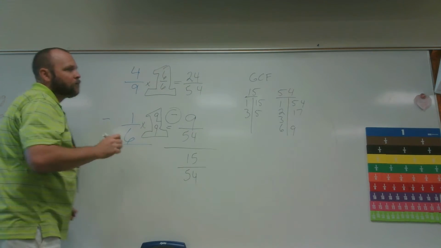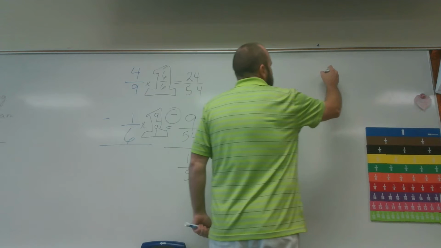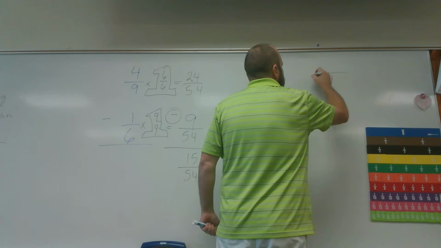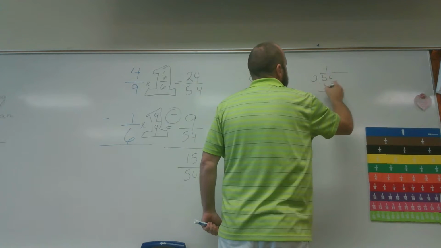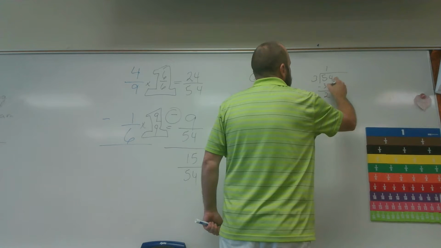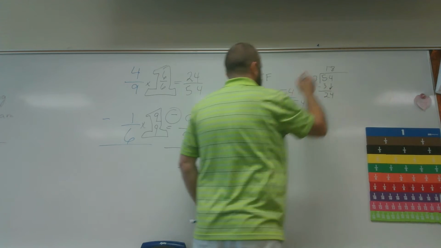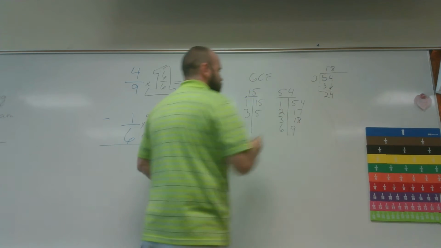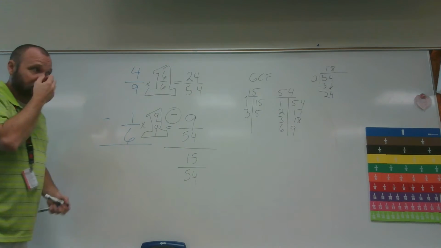What's 54 divided by 3? 18. Three times 18 is 54.